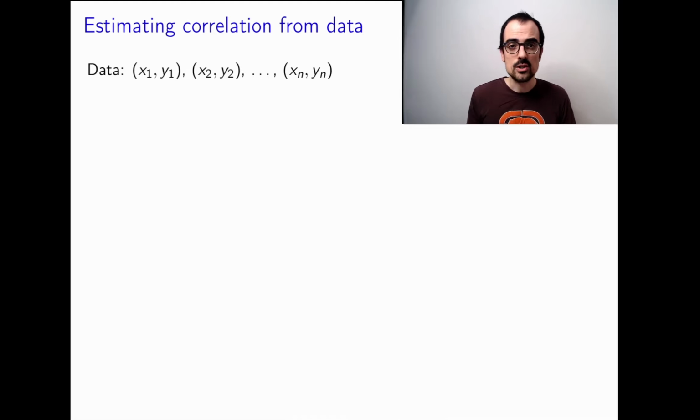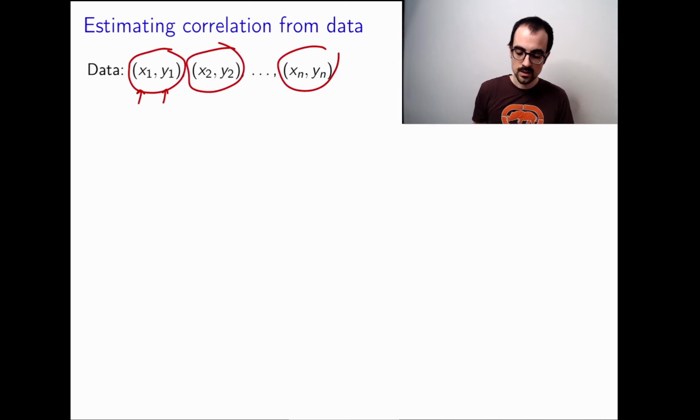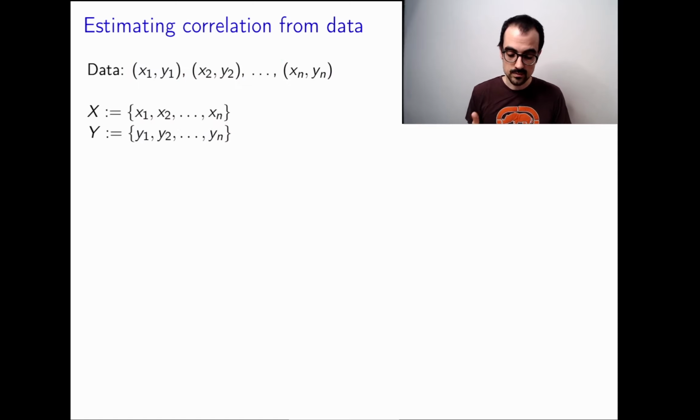Okay, so how do we estimate correlation from data? How do we estimate the covariance and the correlation coefficient from data? So we're interested in two quantities. One of the quantities is going to be x, the other quantity is going to be y, and we have to have pairs, right? This only makes sense if we have pairs of points, because we want to see the joint behavior of the random variables. To simplify notation, we're going to gather the first entry of each of these pairs into a set X, and the second entry into a set Y.